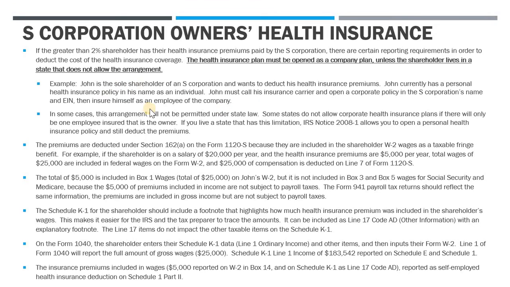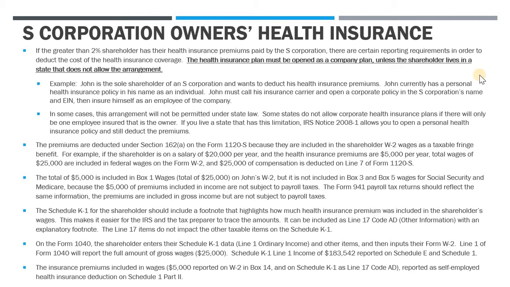So the fact pattern we're going to be working with here is we have John. He's the sole shareholder of an S Corp, and he wants to deduct the health insurance premiums at the S Corp level. So John currently has a personal health insurance policy in his name as an individual. Right, this was open before he opened his S Corp. So in order to be able to deduct the premiums, he's got to call his insurance carrier and open a new policy in the corporate name, right, under the company name and EIN, and then he insures himself as an employee of that business. Okay, so it cannot be in John's name personally. The policy's got to be with the company.